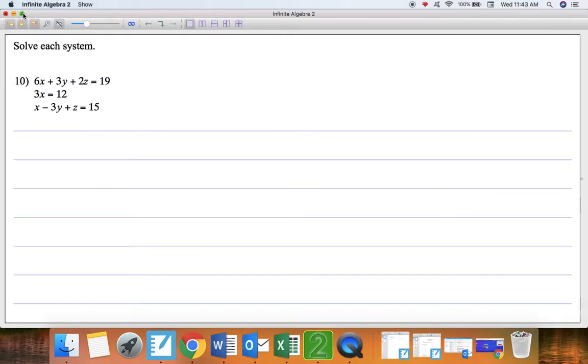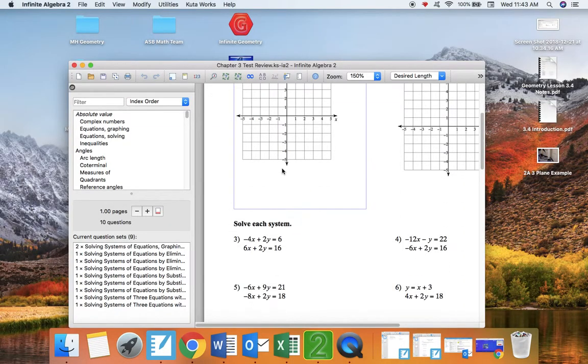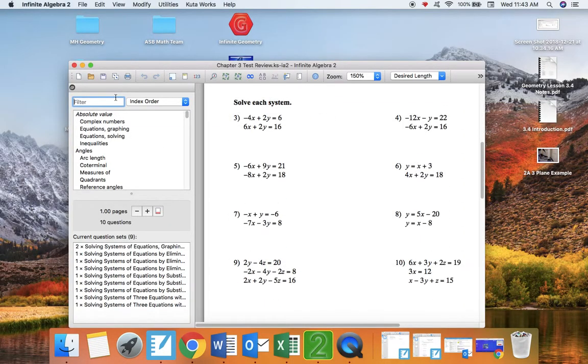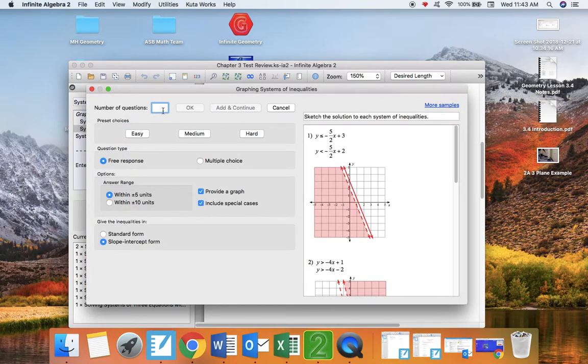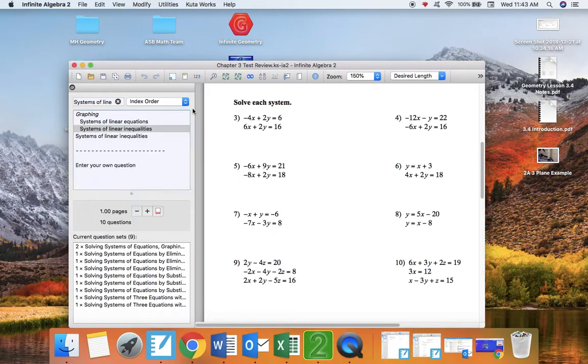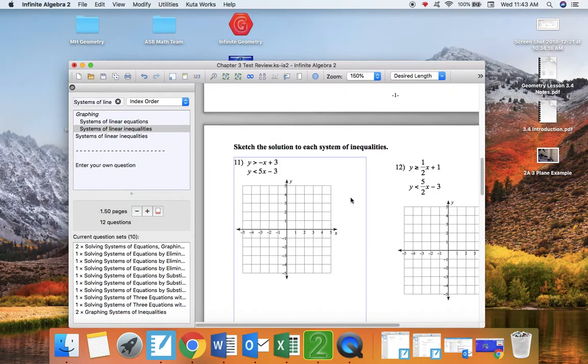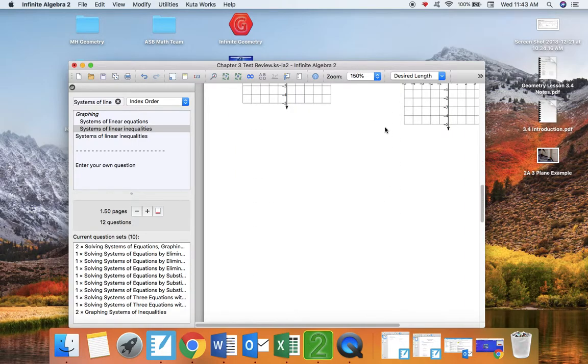Undo whatever I just did. All right, and then I'm going to add a couple of problems, systems of linear inequalities. And we'll have maybe two of those that we'll be doing here at the very end, where you just graph both inequalities and then observe where the intersection of those are. So that's your review.